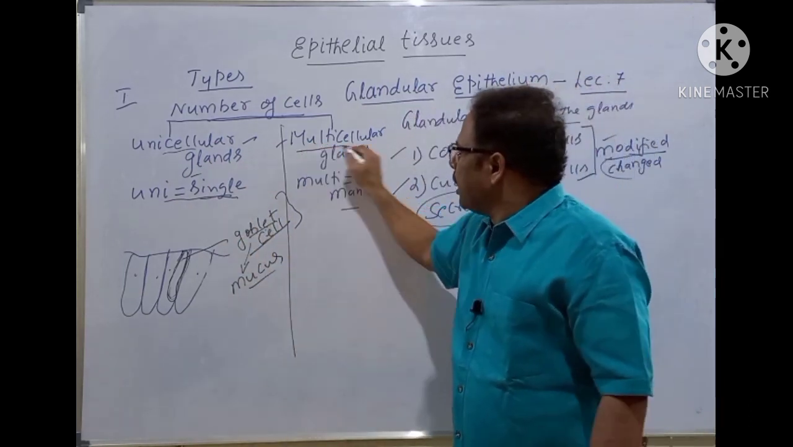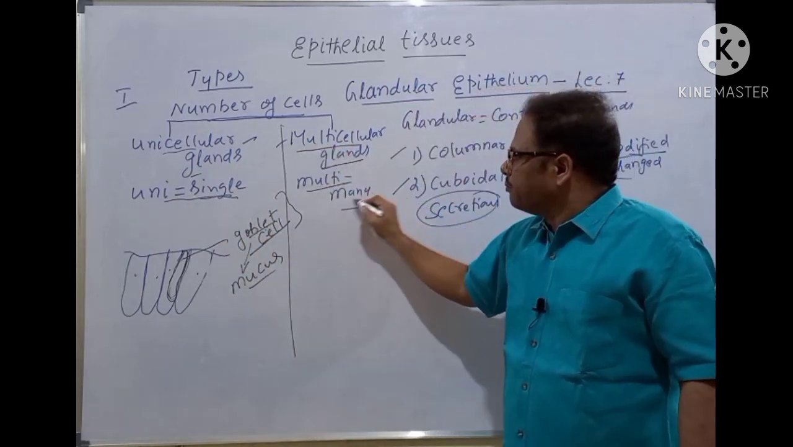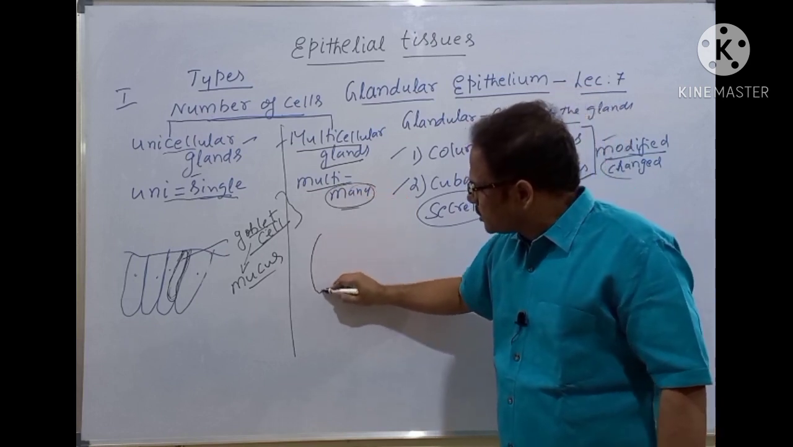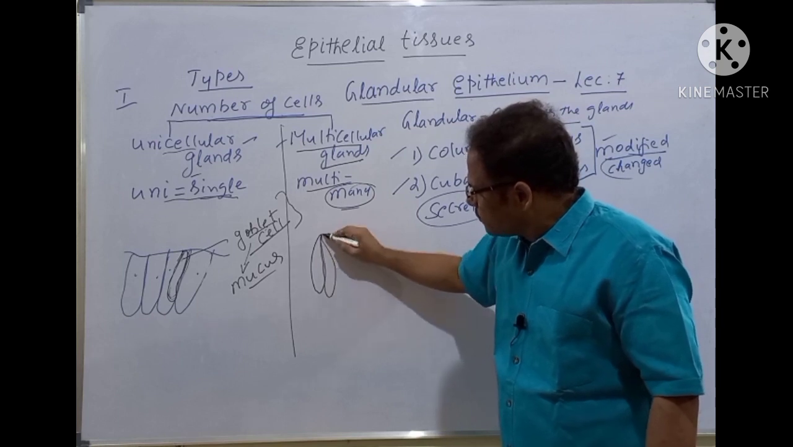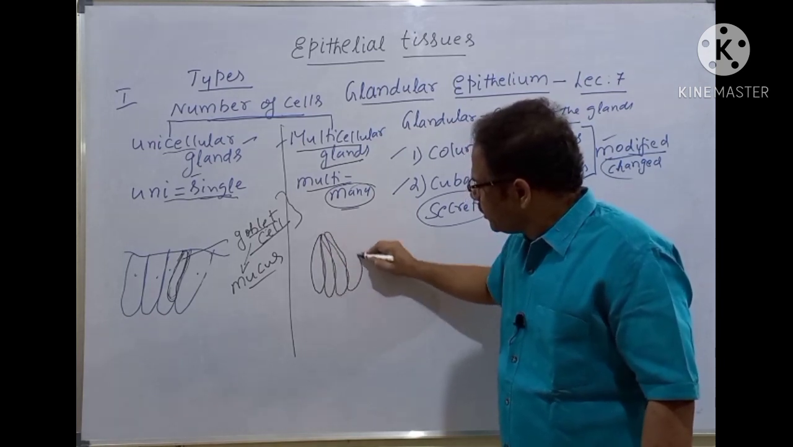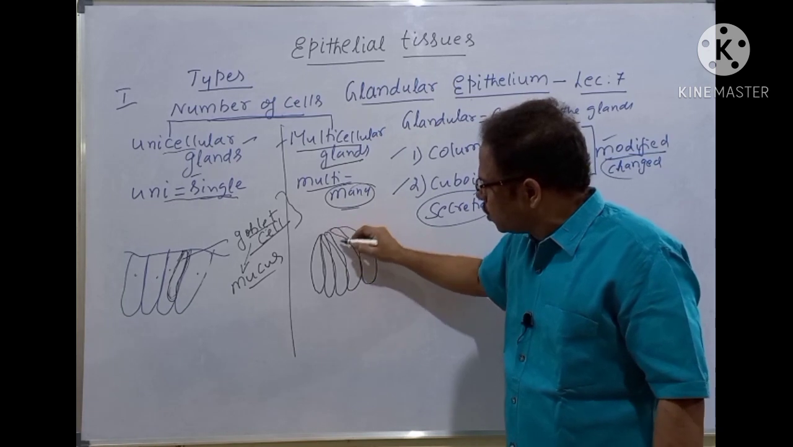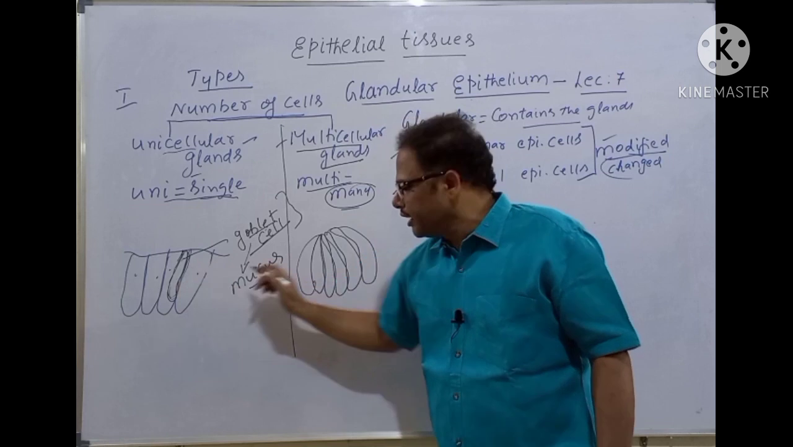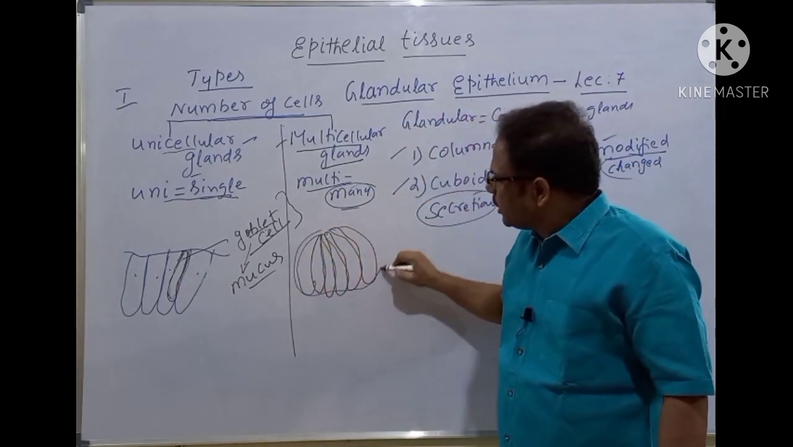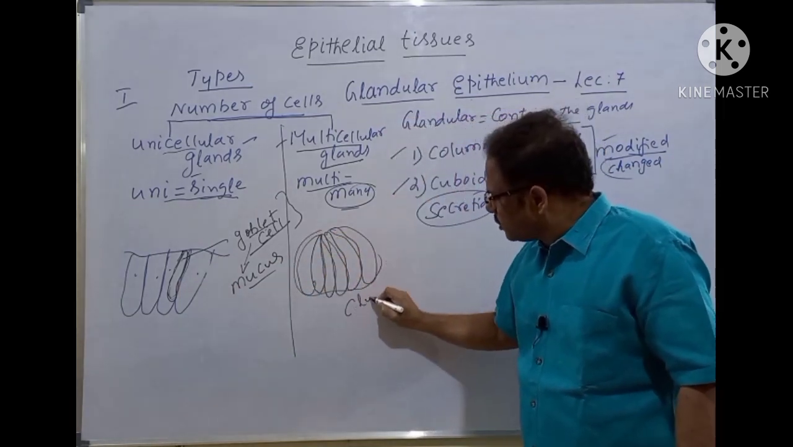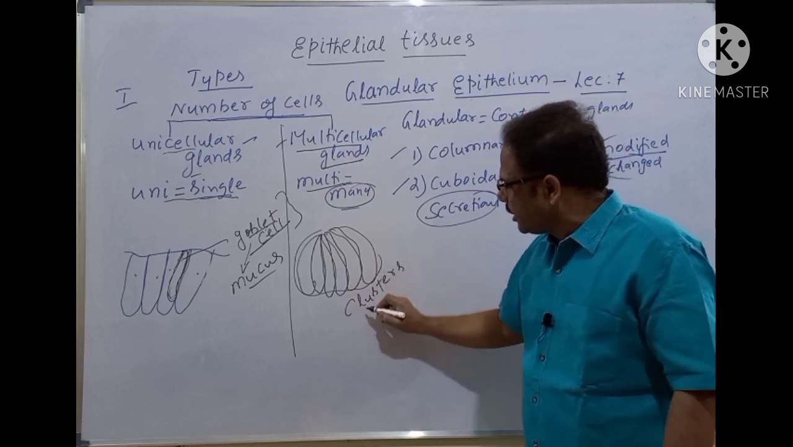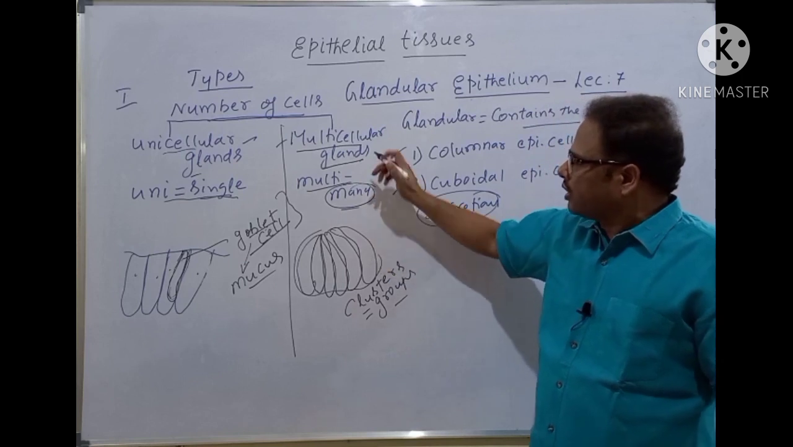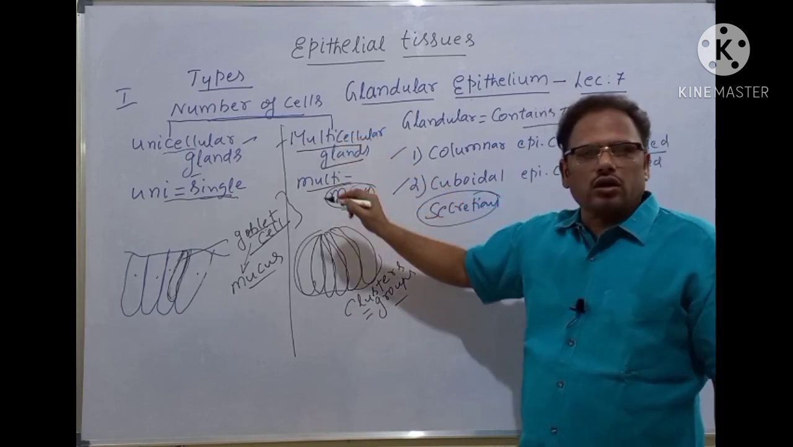Next one is the multicellular glands. What is multi? Many. Here clusters of cells are there. Here only a single cell is there, but here many groups are there. That is called clusters. Clusters means groups of cells, that is, many cells are there, and that is called multicellular glands.